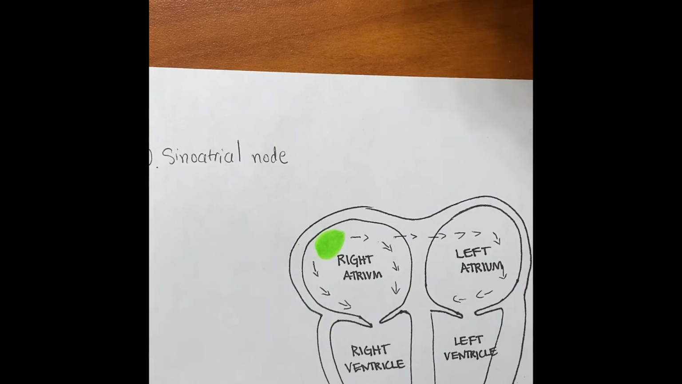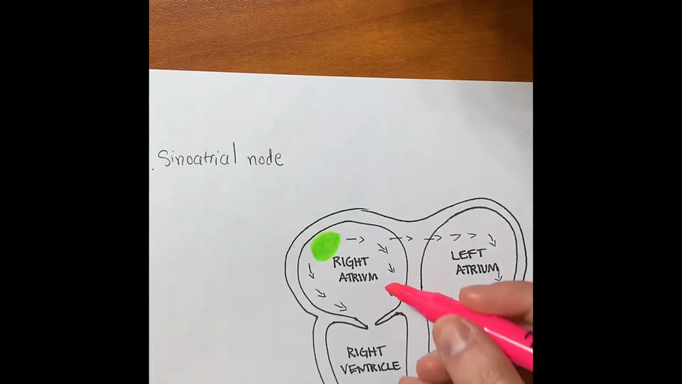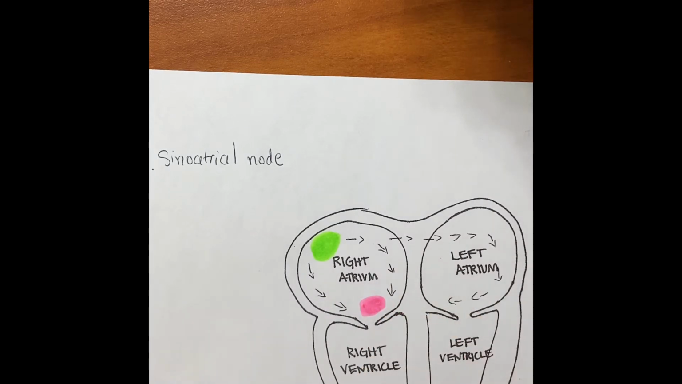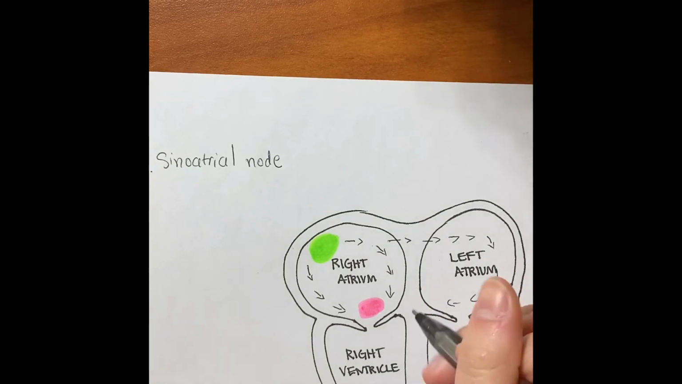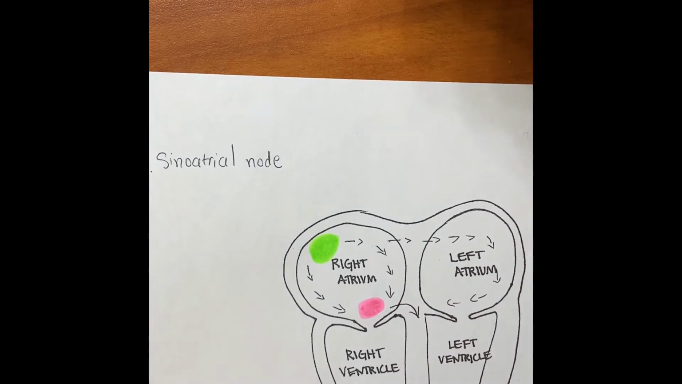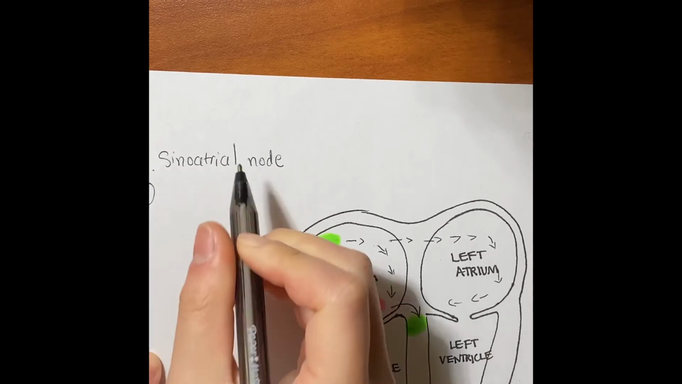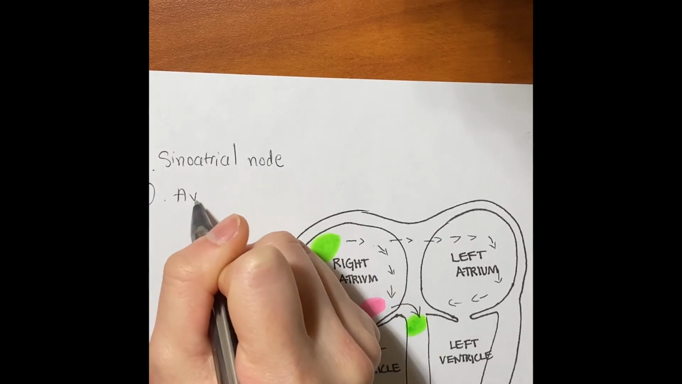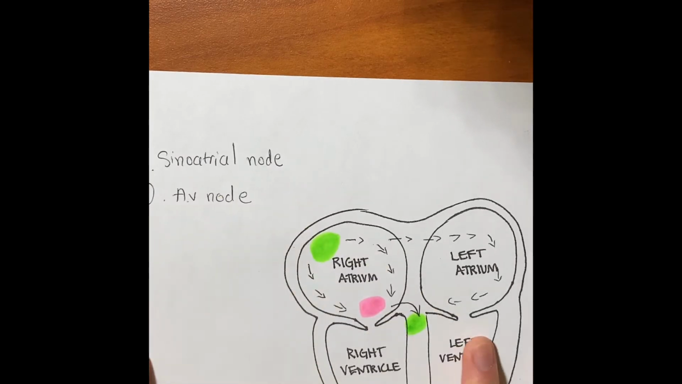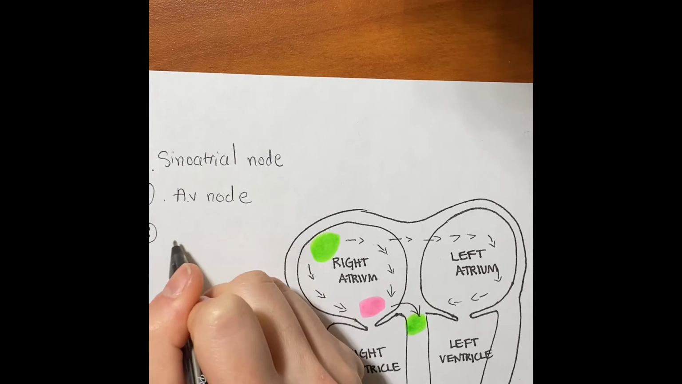The right atrium then passes the signal down to the AV node, and the AV node travels to the center of the heart, to the bundle of His. So the AV node and bundle of His.